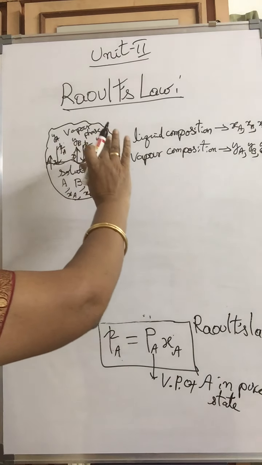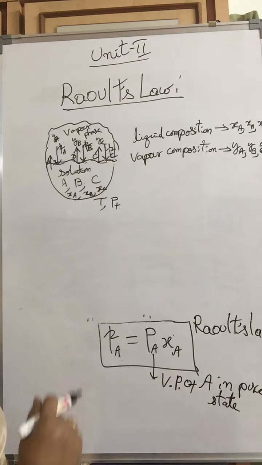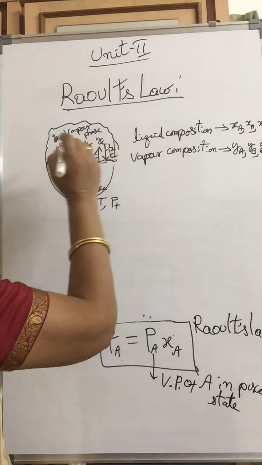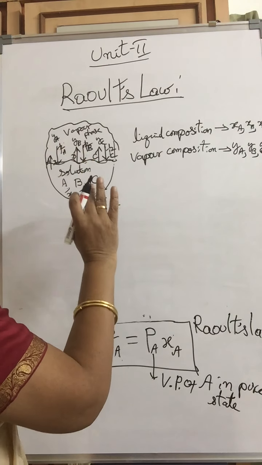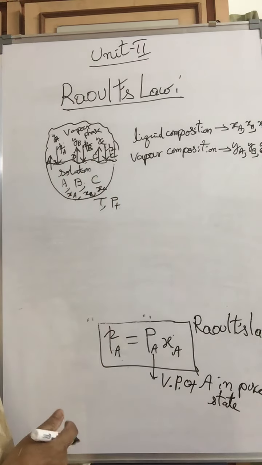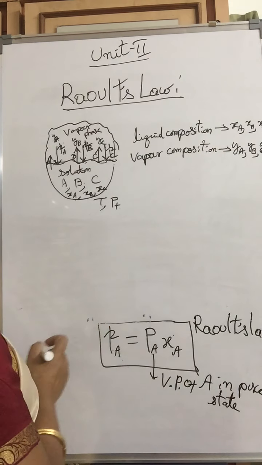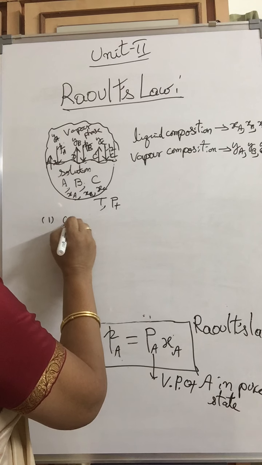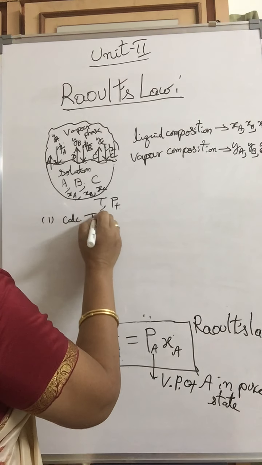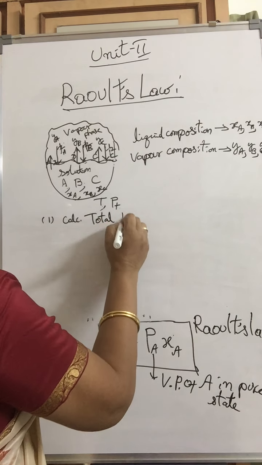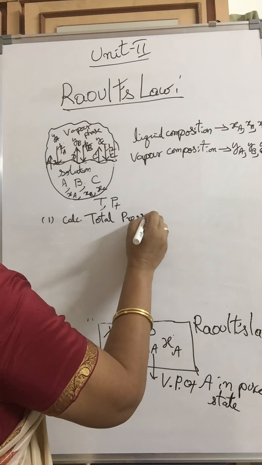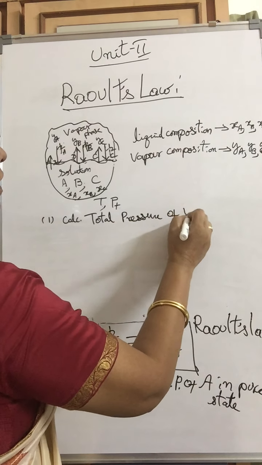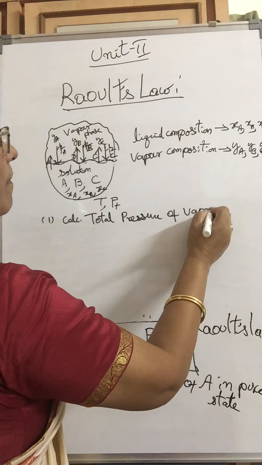So in this we have seen what is Raoult's law, and also we know Dalton's law. In this you are going to solve problems where you will have two questions. First question is calculate total pressure of vapor phase.